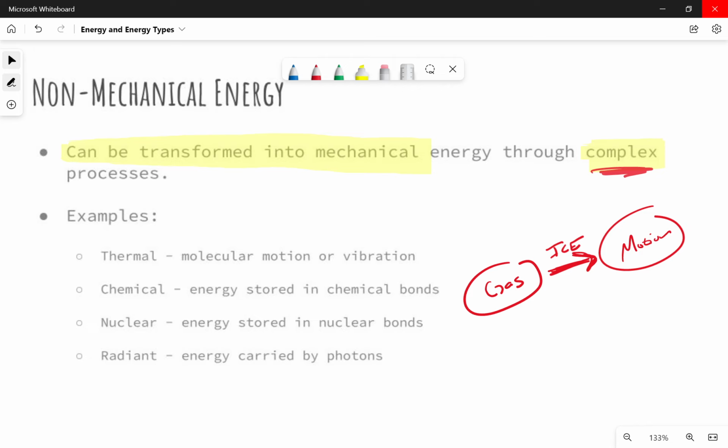So thermal energy, that's when you have something that's hot and all the molecules are moving around. Chemical, like I said, something like gas. Nuclear is specifically when you have energy stored in nuclear bonds. So notice that's different: chemical bonds are the bonds of molecules, and nuclear bonds are the bonds of the nucleus. And if you take Physics 2 next year, we'll talk about those a little more. And then radiant energy is energy carried by photons, which is just light. So, solar energy is one example of that.